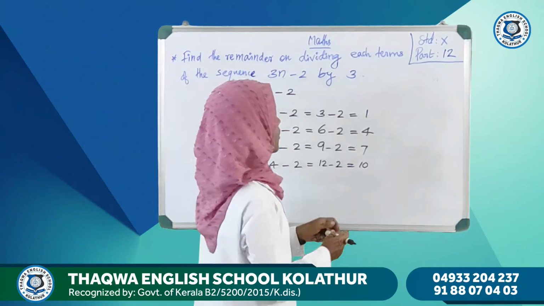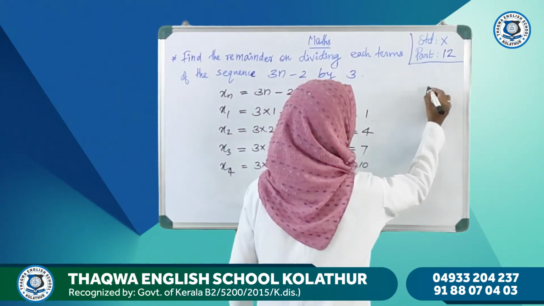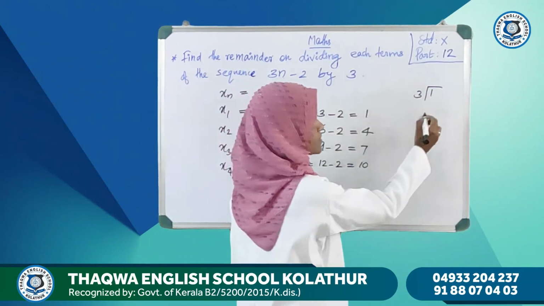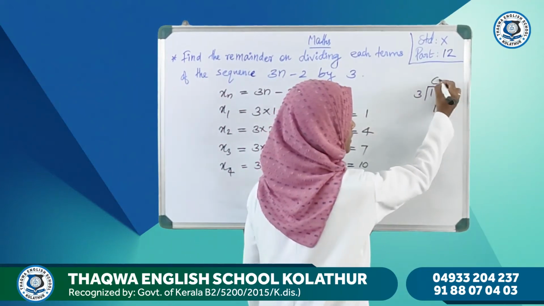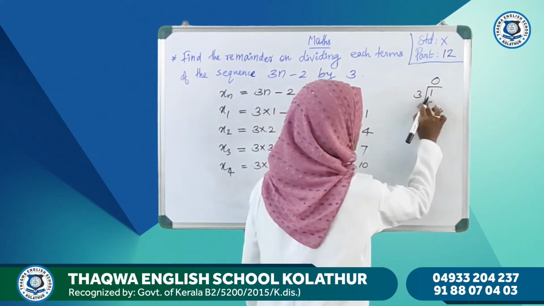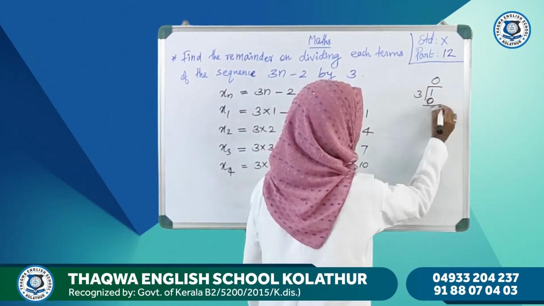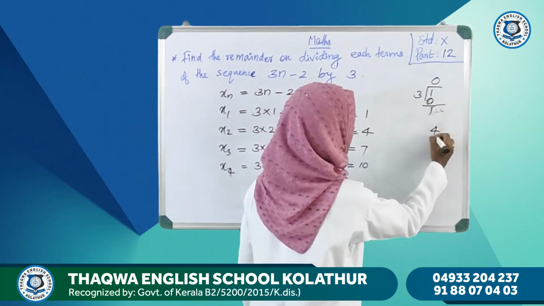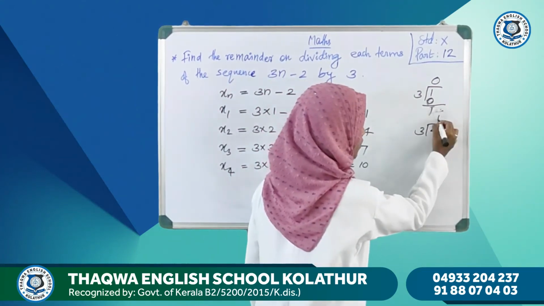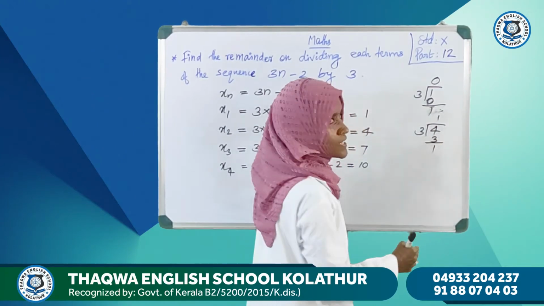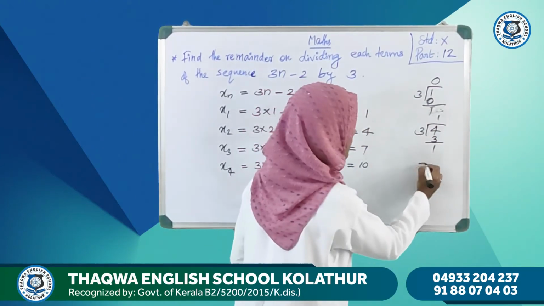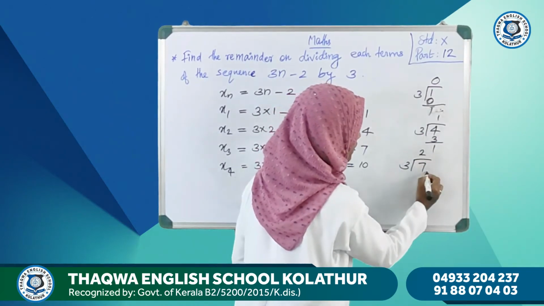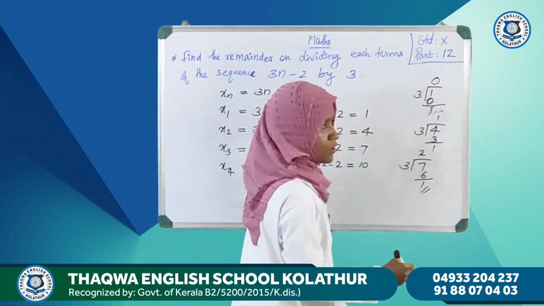The terms of the sequence are 1, 4, 7, 10, etc. Okay. Now, if we divide 1 by 3, what do we get? Yes, the remainder is 1. Here 0 into 3, 0. Then remainder is 1. Next, 4 by 3. 1 into 3, 3. Remainder is 1. Next, 7 by 3. 2 into 3, 6. Remainder is 1.